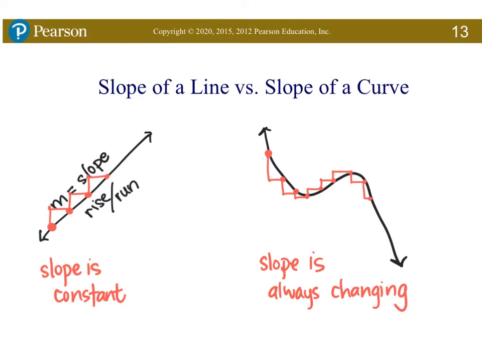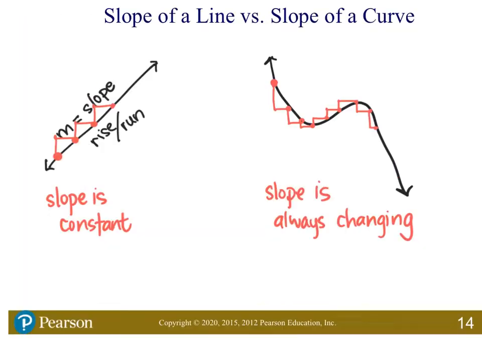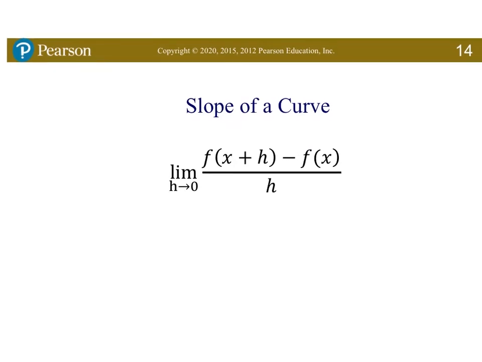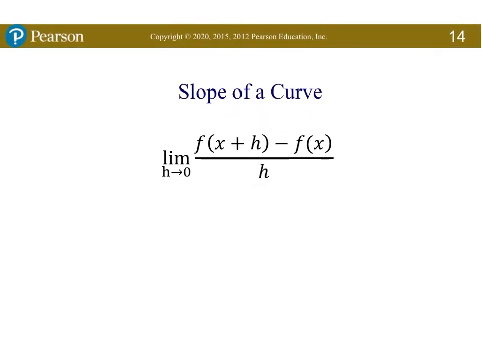So slope of a line, always constant. Slope of a curve, always changing, sometimes negative, sometimes turning a corner, sometimes positive, sometimes turning another corner, sometimes negative again. So the formula for the slope of a curve is the same formula that you were working with yesterday. And so we say that m, and then we'll put a curve down here, is equal. So this is not the m for a line, this is the m for a curve. It is the exact same formula as you've been working on for the instantaneous rate of change.